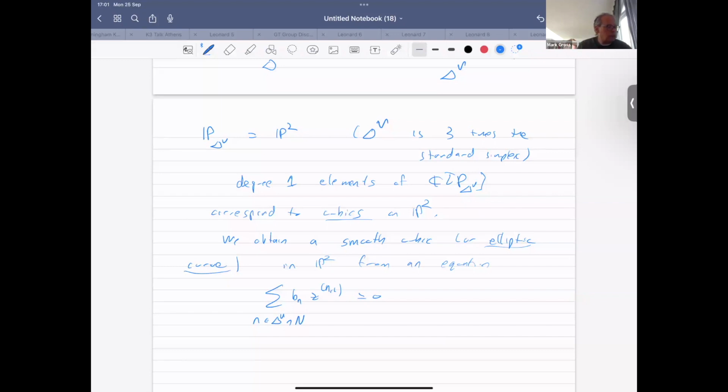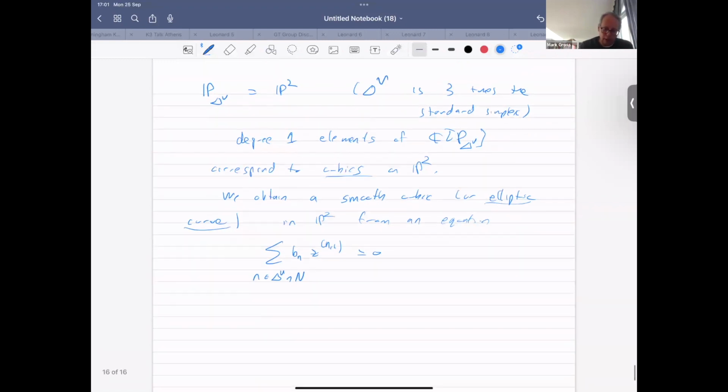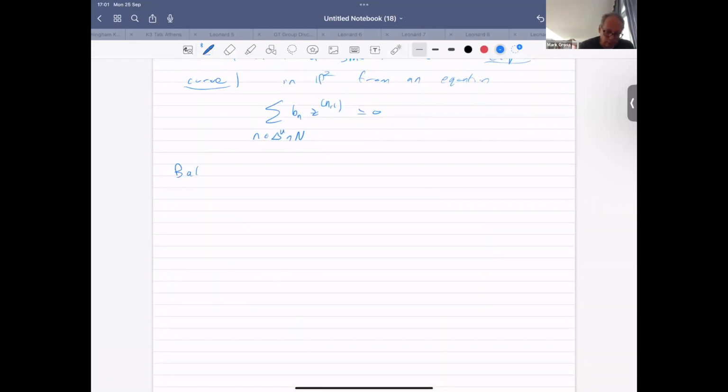Okay, so an elliptic curve is actually an example of a Calabi-Yau one-fold. So Batyrev's statement, main theorem, is the following. Let delta and delta dual be a pair of dual four-dimensional polytopes. I'm going to be specific about the dimension.